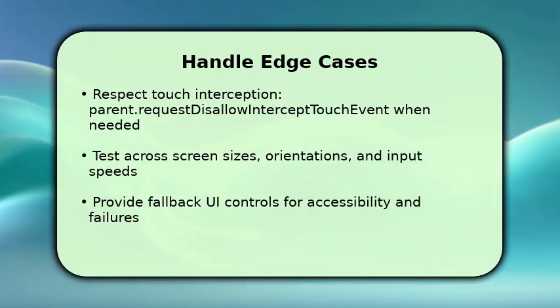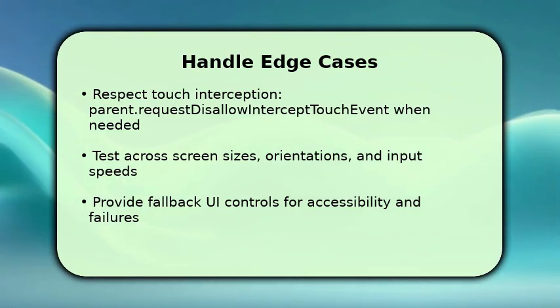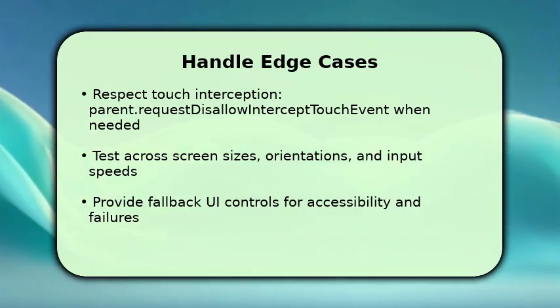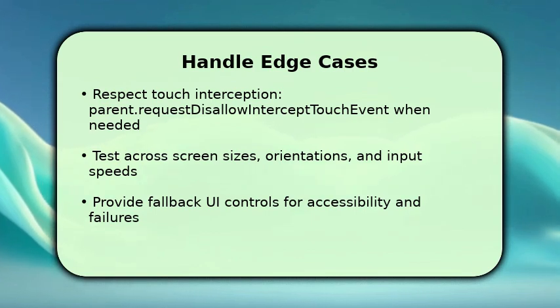Ensure buttons or explicit controls exist if gestures fail, and support TalkBack. If gestures misfire, log MotionEvent coordinates and tweak distance or velocity thresholds as the first troubleshooting step.